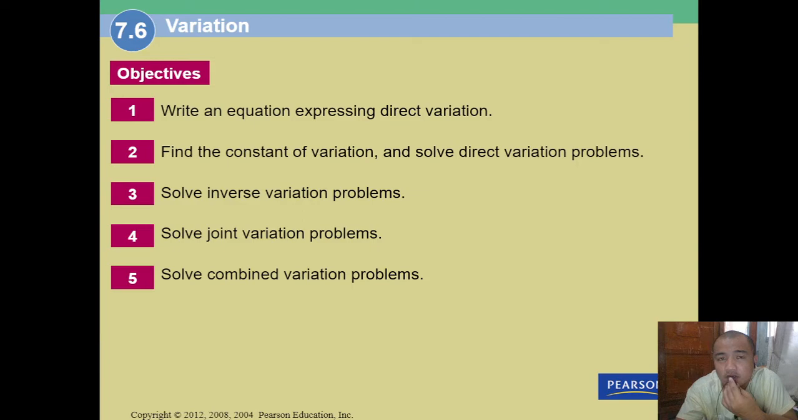So the objectives for this lesson: one, write an equation expressing direct variation. Two, find the constant of variation and solve direct variation problems. Number 3, solve inverse variation problems. Number 4, solve joint variation problems. And number 5, solve combined variation problems.